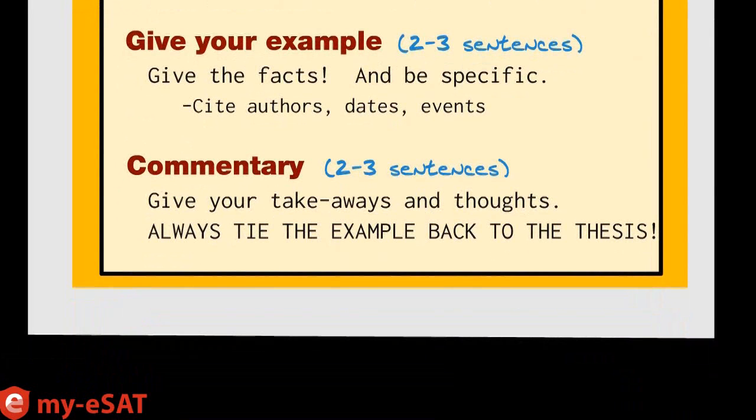The next 2 to 3 sentences are going to be your commentary. Your commentary is kind of like your take on the situation. So what are your thoughts or insights about the facts you just gave? You want to always make a point using your example and tie it back into the thesis, which is your main argument, right? You could think of it as using this commentary to restate your thesis and show how this example supports your thesis.